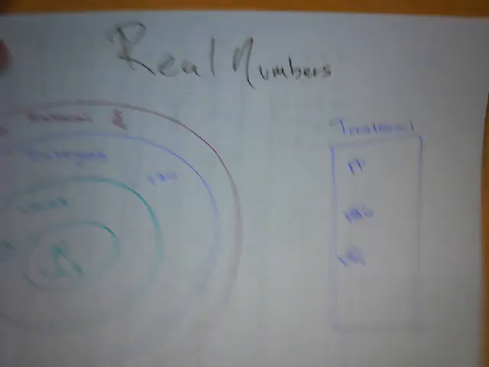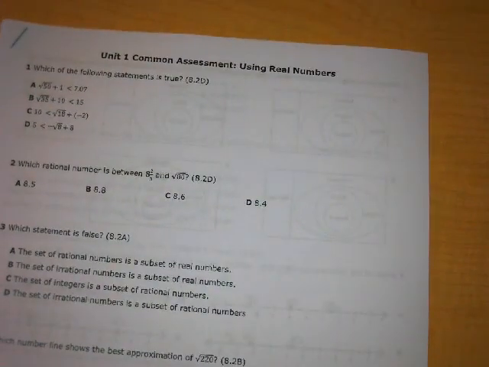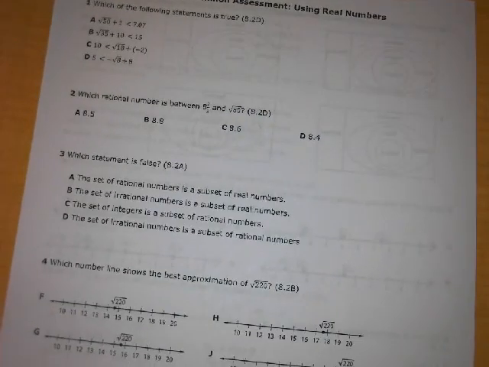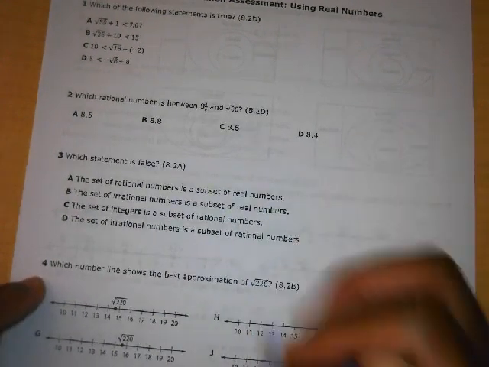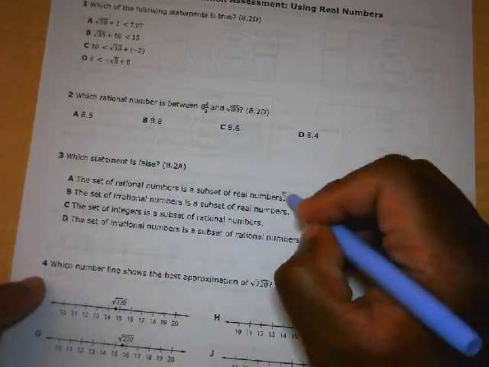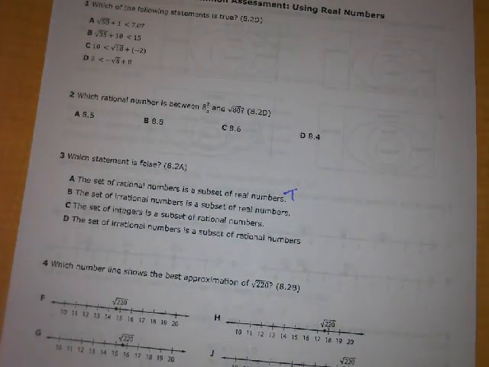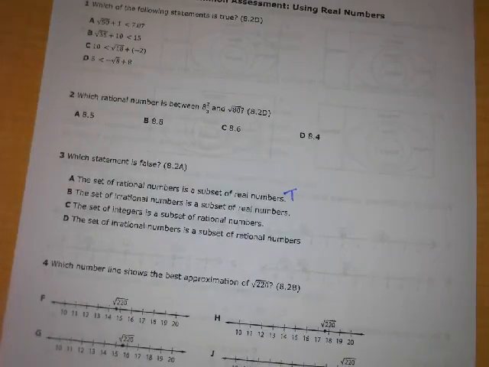So going back to the question, it says which statement is false? The set of rational numbers is a subset of real numbers. Well, that's true. We just discussed that. Rational numbers are real numbers. That's true. The set of irrational numbers is a subset of real numbers. We just discussed that. Irrational and rational numbers are both real numbers. So that's true.